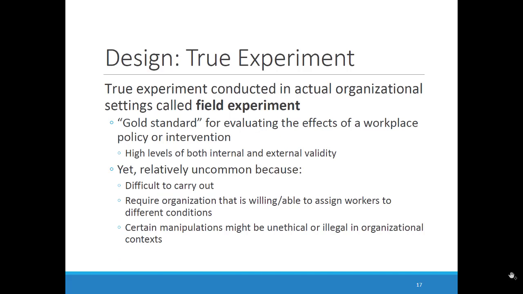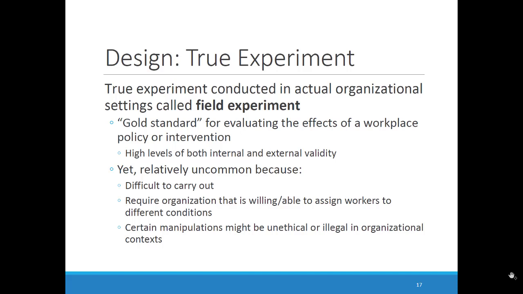True experiments conducted in actual organizational settings are called field experiments. So I mentioned the word field earlier. These are considered the gold standard for evaluating the effects of a workplace policy or intervention. So that means that's what we strive for. They have high levels of both internal and external validity because they are true experiments and because they are done in these actual settings where people actually are working.